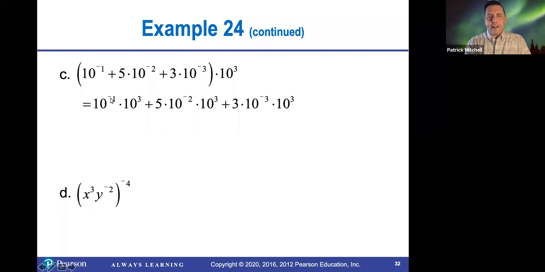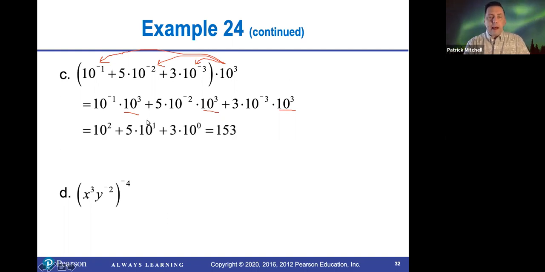And that's going to give us 10 to the negative 1 times 10 to the 3rd plus 5 times 10 to the negative 2 times 10 to the 3rd. You see where we distributed this? So there's 10 to the 3rd, there's 10 to the 3rd, there's 10 to the 3rd, right? Okay. And then the third term is 3 times 10 to the negative 3 times 10 to the 3rd. I think I said that correctly. Okay.